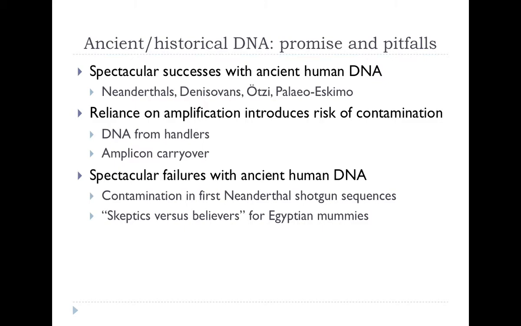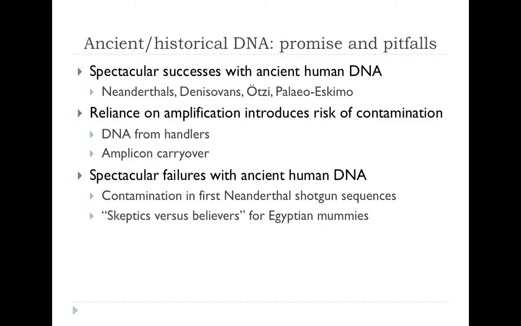And so there have been some spectacular failures with ancient human DNA. In the first Neanderthal shotgun sequences, after they had a spectacular paper in Nature and so forth, they had to come back a year or two later and say 8% of the DNA in there was modern human handler DNA, it wasn't Neanderthal at all.